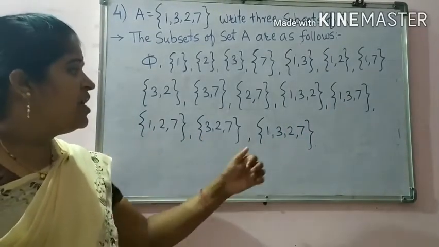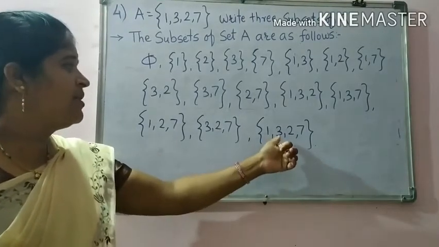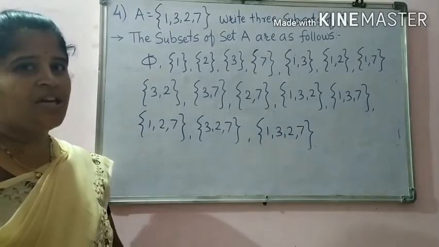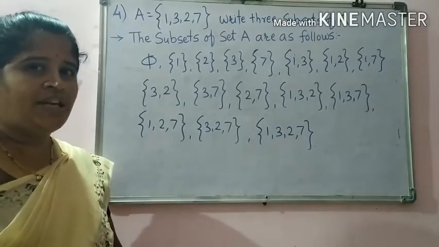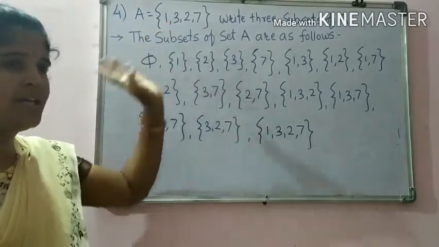And finally, we know that each set is a subset of itself. Therefore, 1, 3, 2, 7. This set is also a subset of the given set A. Means in all there are 16 subsets of the given set A.